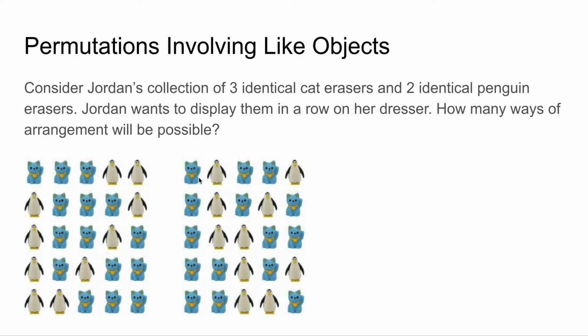So I'm showing Jordan's erasers here. Let's suppose this is cat 1, cat 2, cat 3. Putting it this way, or switching these two, or switching these two, doesn't matter because they are identical, right? Then how can we solve this?